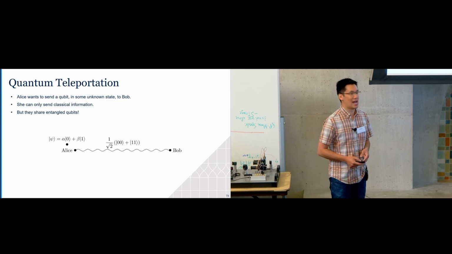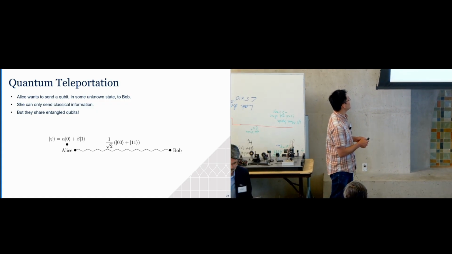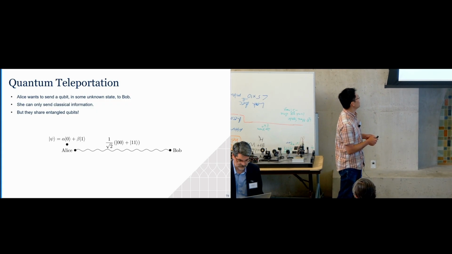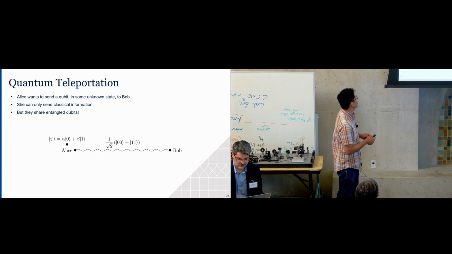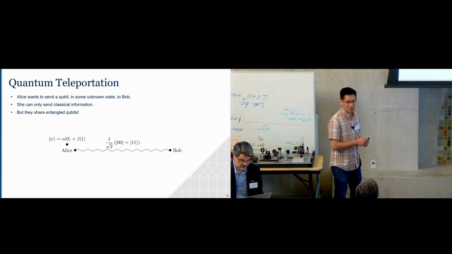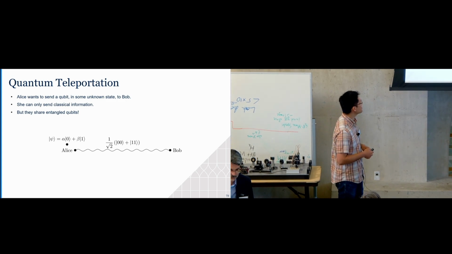So the idea is Alice is over here. She has this qubit in some unknown state. So some amplitude times 0 plus some other amplitude times 1. And she doesn't know what it is, so she can't just tell Bob what it is. We're going to call this state psi. That's the general variable we use for a quantum state.